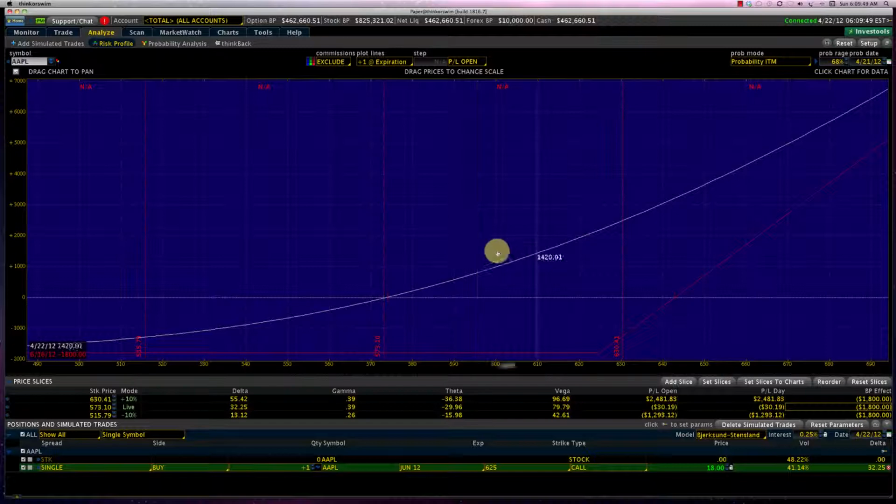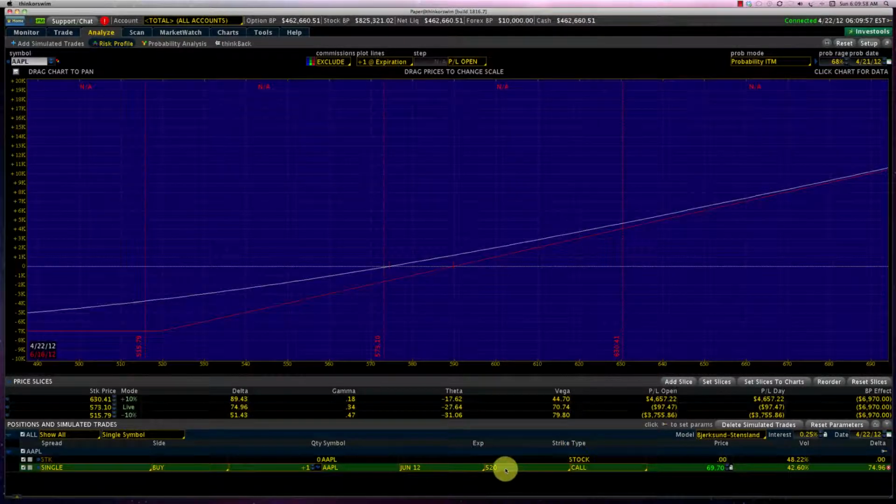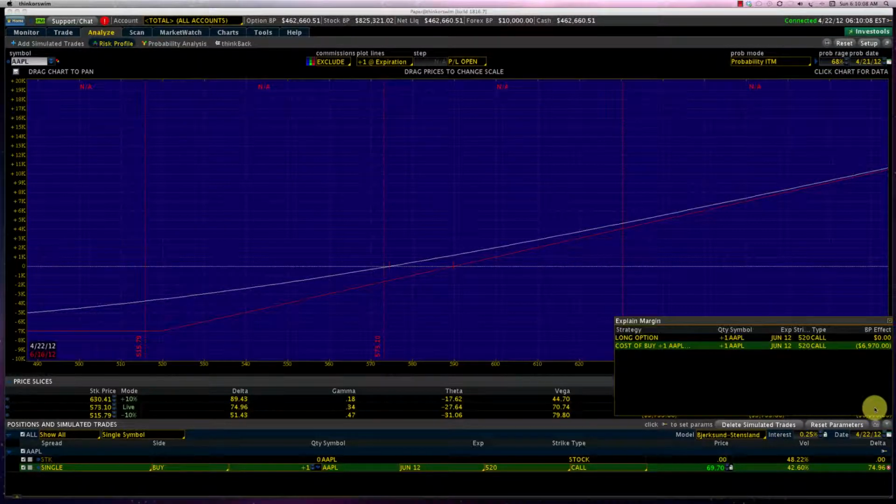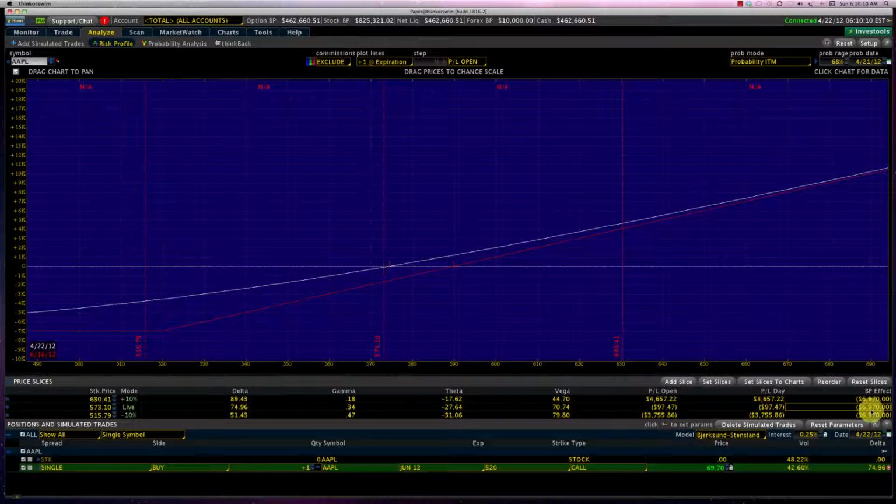So now we look at the in the money option, which was at 520. So all I need to do is come here and change my strike price to 520. Immediately you'll see that the price of that option is $69.70. So for 100 shares, we're going to pay $6,970. So your buying power is being held back by your broker. That's for $6,970.